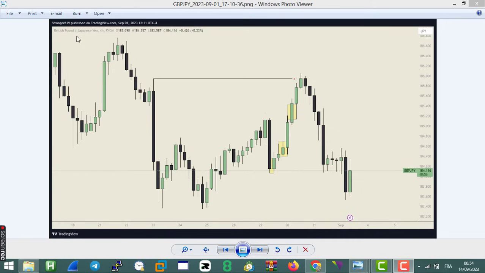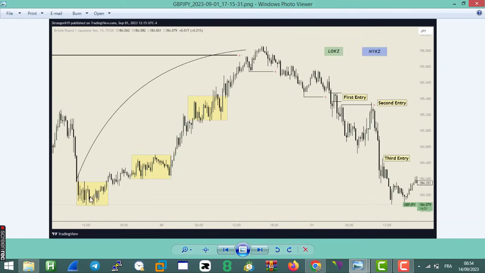Another example, and this is the British pound against the Japanese yen, right? So we have an expansion higher, taking this external range liquidity, leaving a fair value gap behind, so internal range liquidity. Now our bias is in check. Now we go to the 15-minute chart, and as you can see here, we have that market maker sell model to target. So consolidation, expansion, consolidation right here, another expansion, consolidation, and then taking that external liquidity.